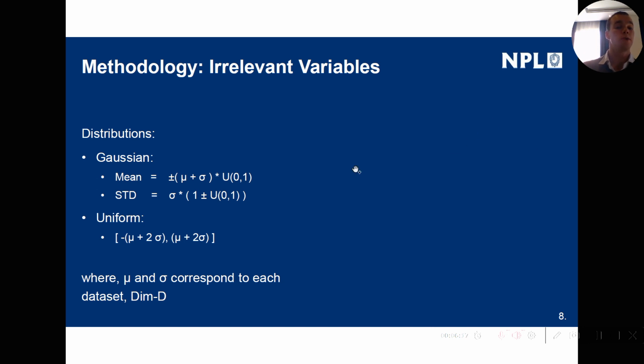And then the uniform distribution has a minimum of the mean of the data set minus 2 times the standard deviation, and a maximum of the mean plus 2 times the standard deviation of the data set. So here, mu and sigma are all respective to the certain data set that we're using. So it could be the one with 32 data sets that's computed differently each time.